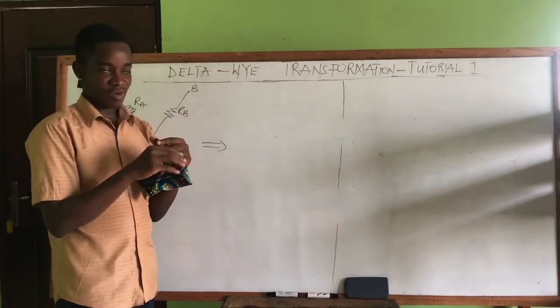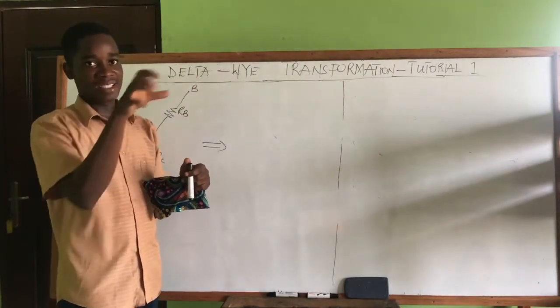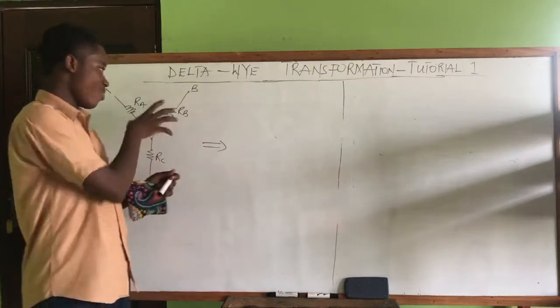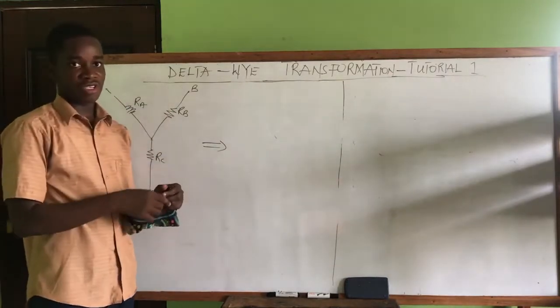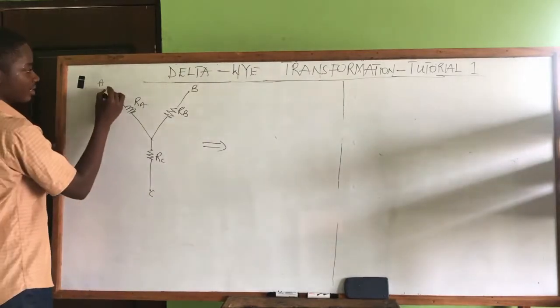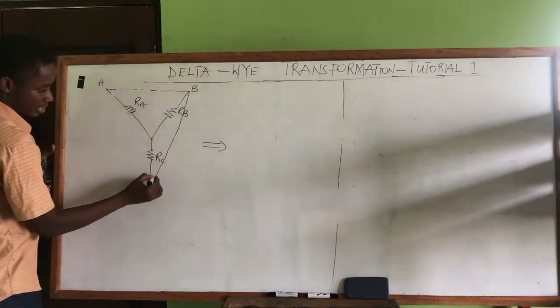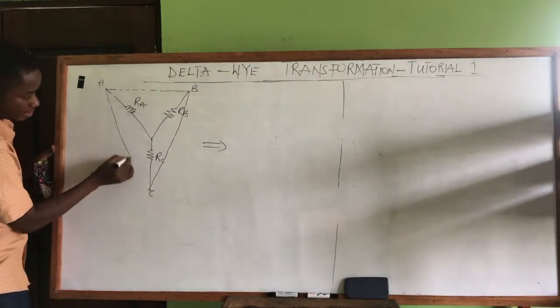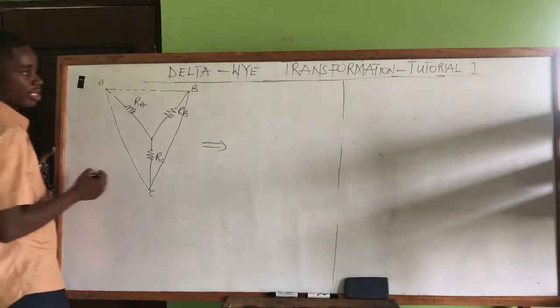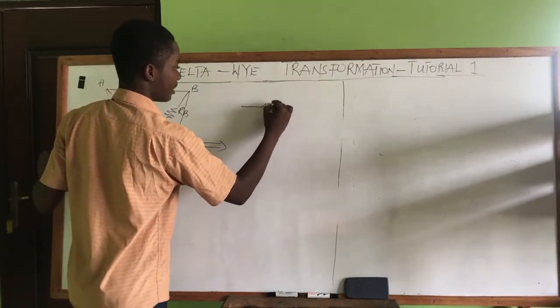So what we can also do is draw the delta around the Y. When we were doing the delta to Y, we drew the Y inside the delta. Now we are doing Y to delta, so let's draw the delta shape around our Y. So delta looks like this. One branch is here, another branch is here, another branch. So let me take off the Y. Then the delta looks like this.